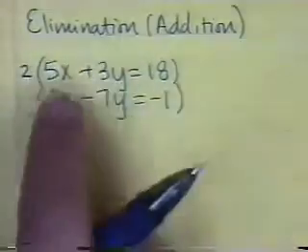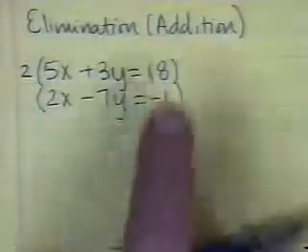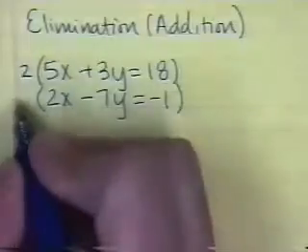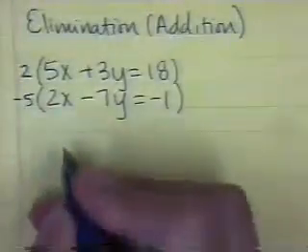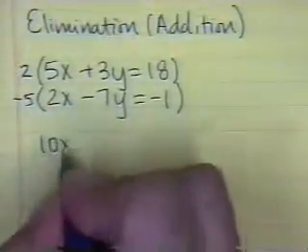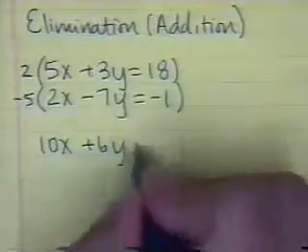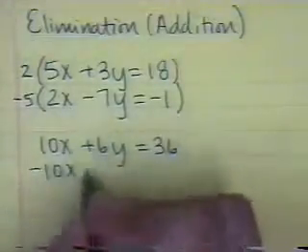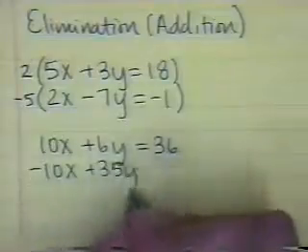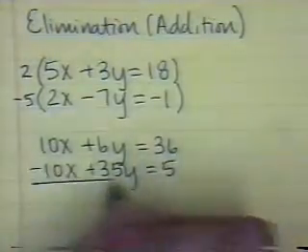To get a 10x in the first position, I'm going to multiply that entire first equation through by 2. To get a negative 10x in the second equation, I'm going to multiply it all the way through by a negative 5. So I have 10x plus 6y is equal to 36. I have negative 10x plus 35y is equal to positive 5.